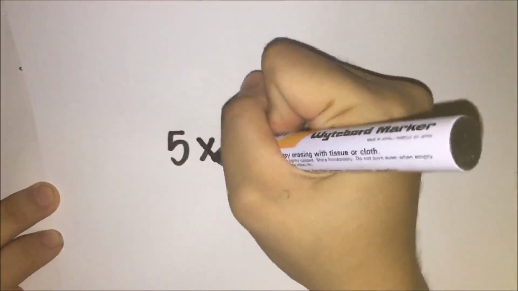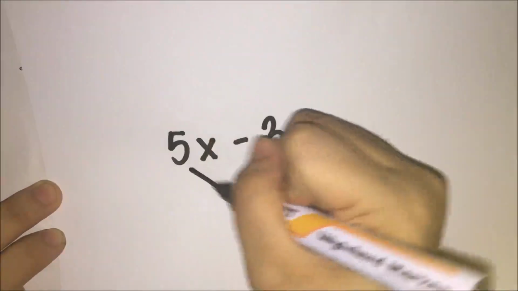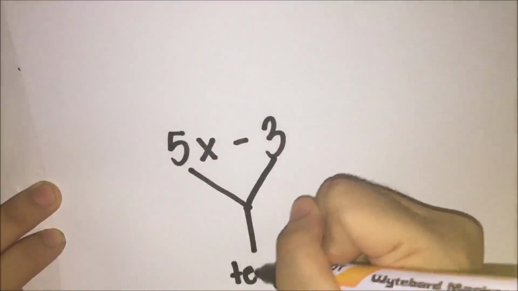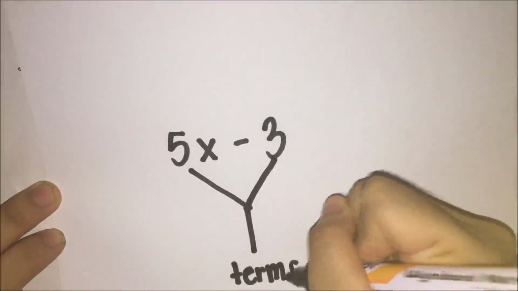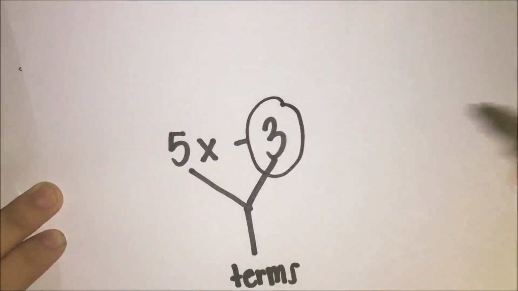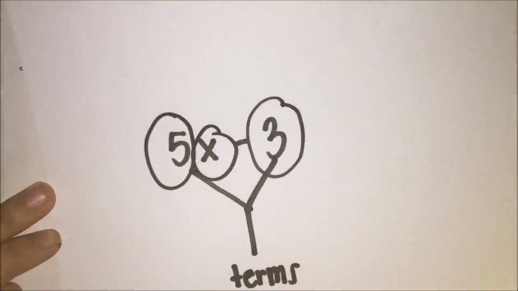An example of an algebraic expression is 5x minus 3, in which 5x and negative 3 are the two terms in this expression. 3 is the constant, 5 is the coefficient, and the x is the variable.